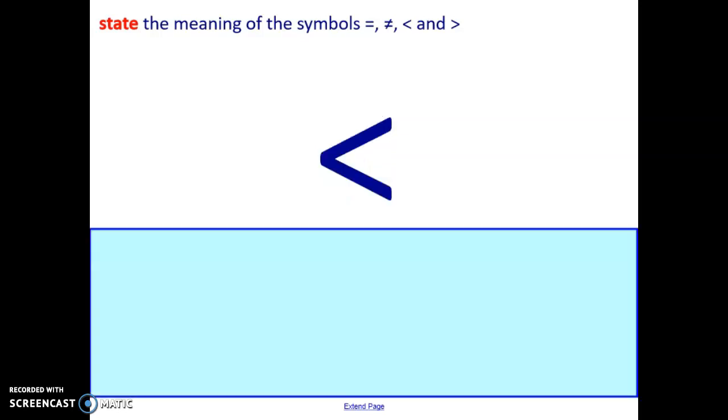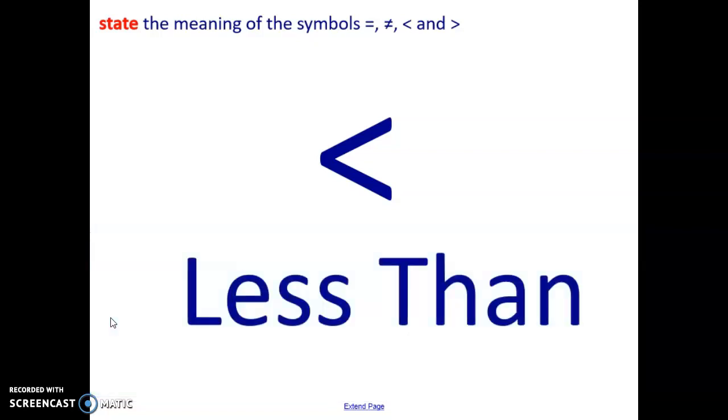So let's have a look at our third one. Now these are the ones people get a bit muddled up with usually. So do you know what this symbol means? Give it a try, can you tell me? Okay, let's have a look. Did you get it right? This means less than. So the number on the left is less than the number on the right. Now, you should have used these symbols before, I'm sure you have. But I just want you to have a think about what it means.